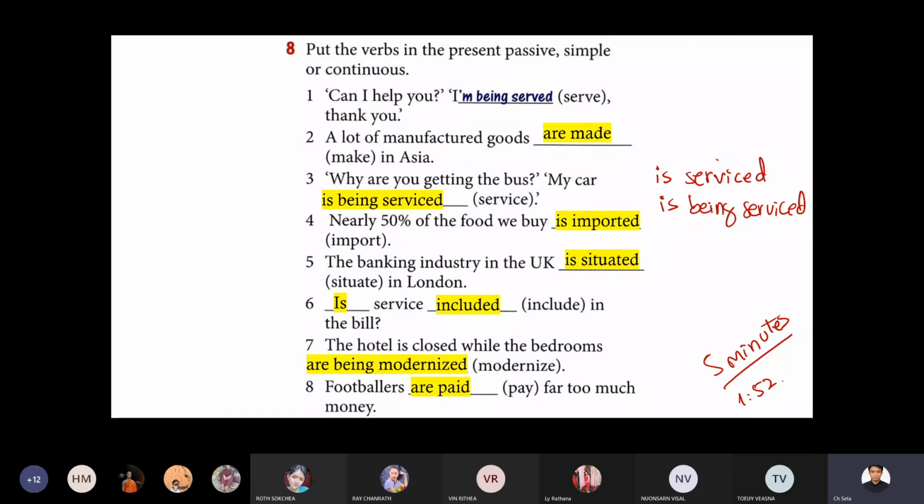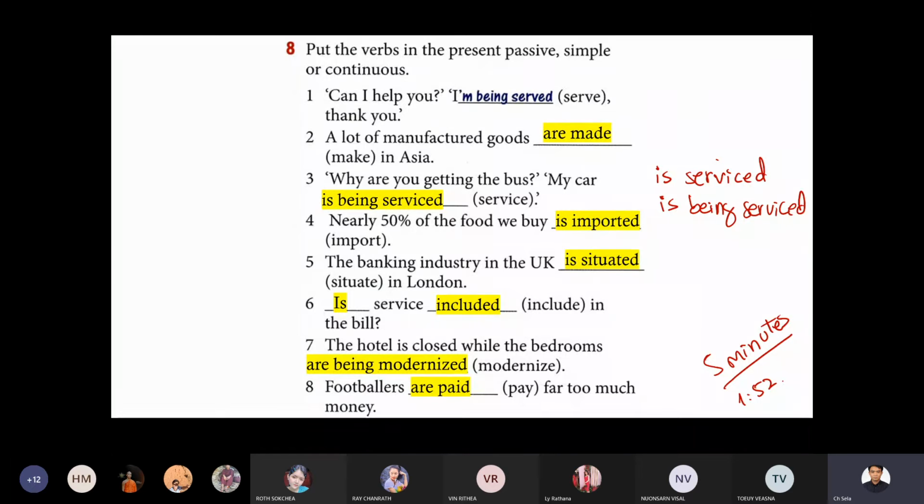Okay, I'm reading the answers for you again, and then I will ask one or two of you to read. Number one, can I help you? I'm being served. Thank you. Number two, a lot of manufactured goods are made in Asia. Number three, why are you getting the bus? My car is being serviced. Number four, nearly 50% of the food we buy is imported.